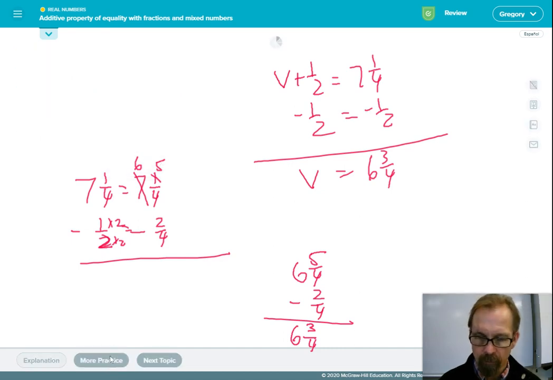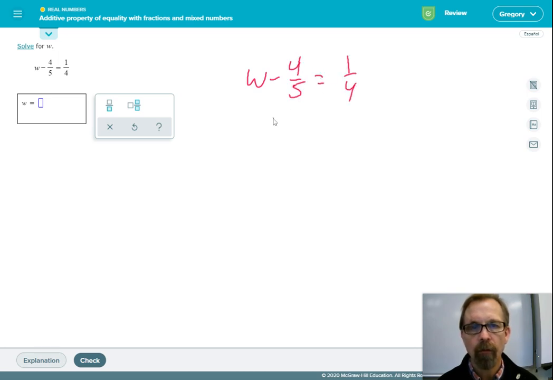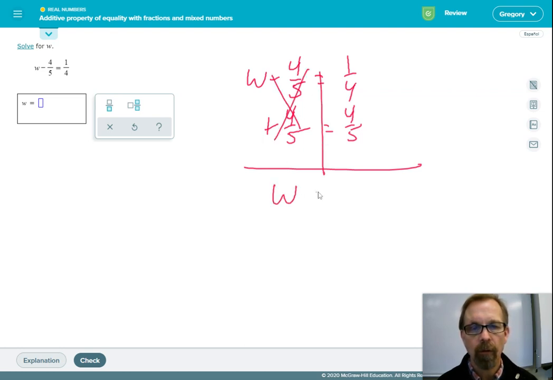Okay, we'll do another one. Okay, we have w. Oh, this is going to be adding, so this shouldn't be any real problem. w minus 4/5 equals 1/4. So we're going to add 4/5 to both sides. So this cancels out right here, right? So we have w equals 1/4 plus 4/5.